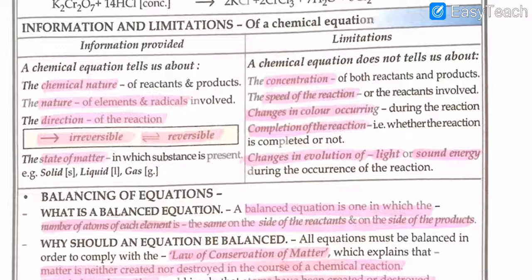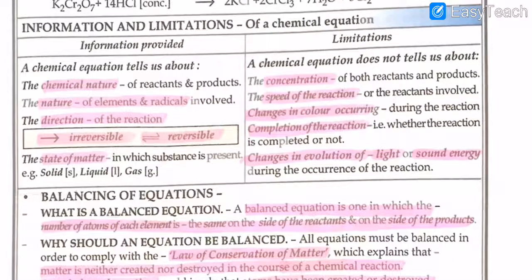Okay, so what is a balanced chemical equation? A balanced chemical equation is where the number of atoms of each element is the same on the side of the reactants and on the products. Both of them are the same. Now, why should they be balanced? It is because of the law of conservation of matter, which explains that matter is neither created nor destroyed. An unbalanced equation would say that atoms have been created and destroyed, right?